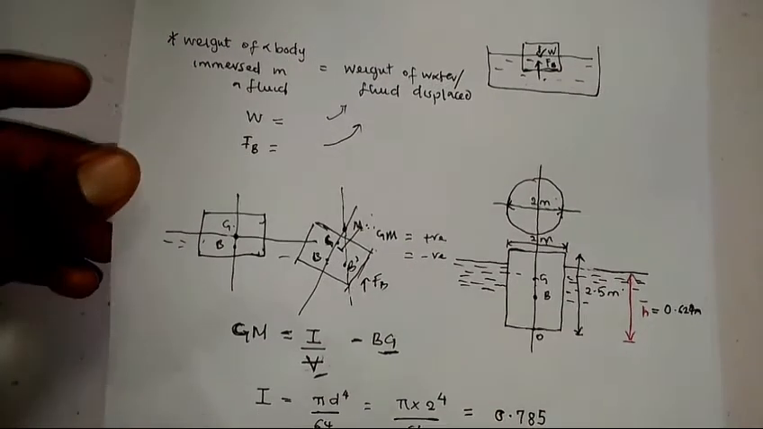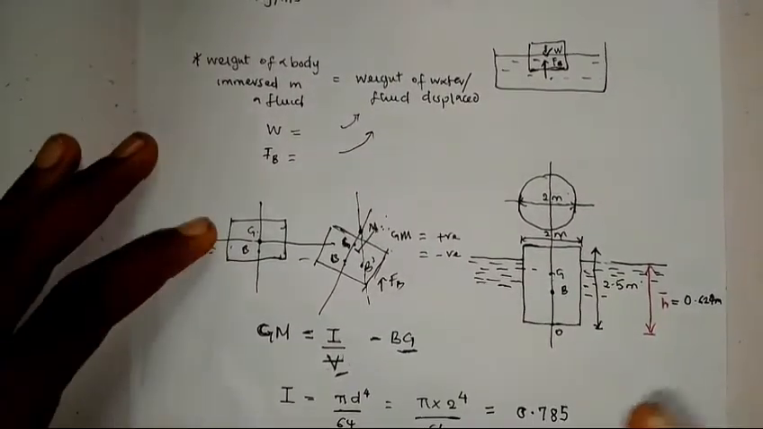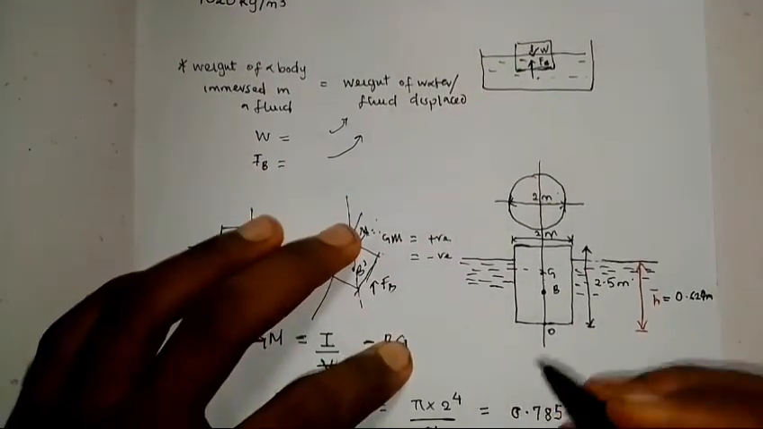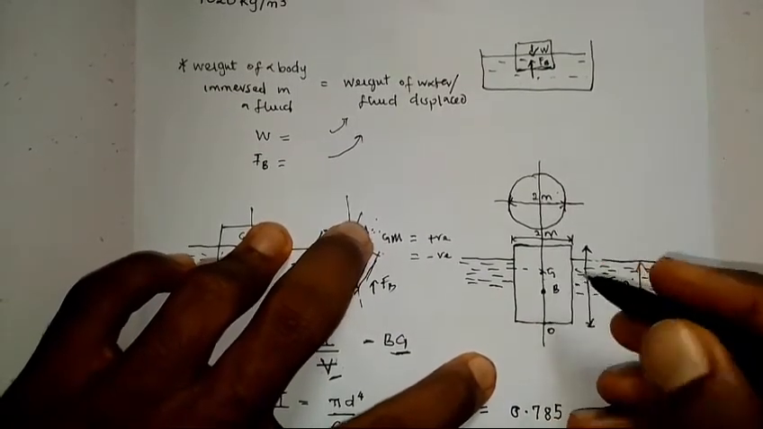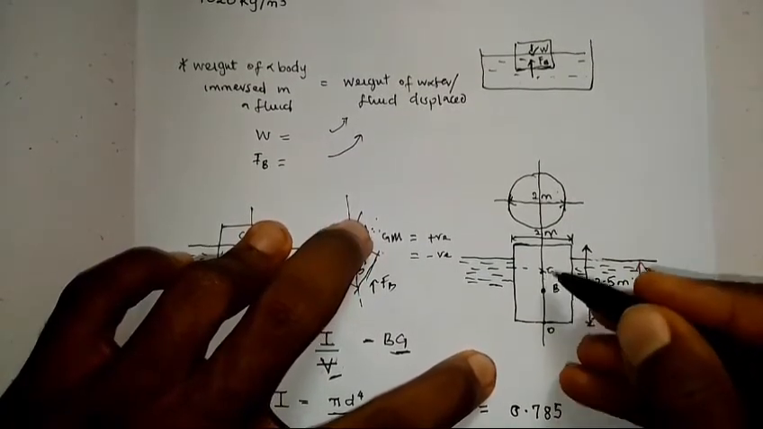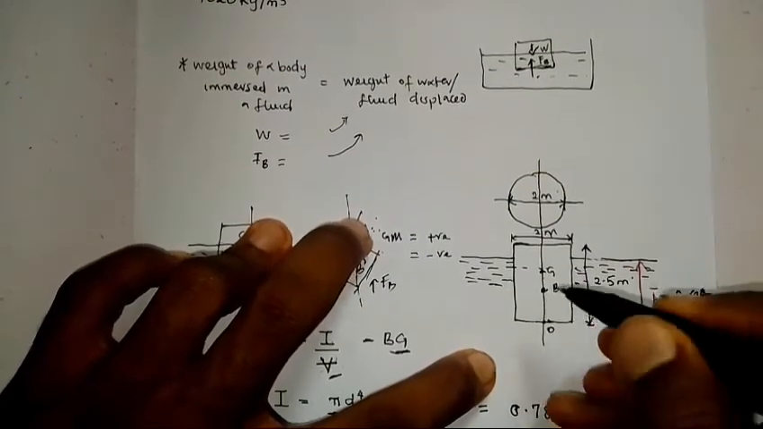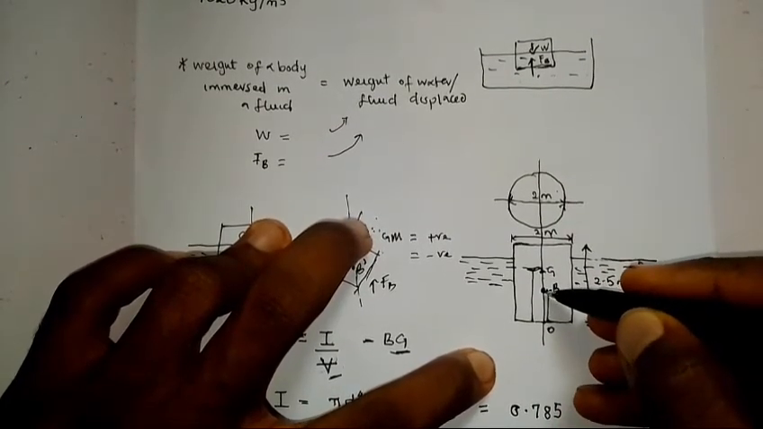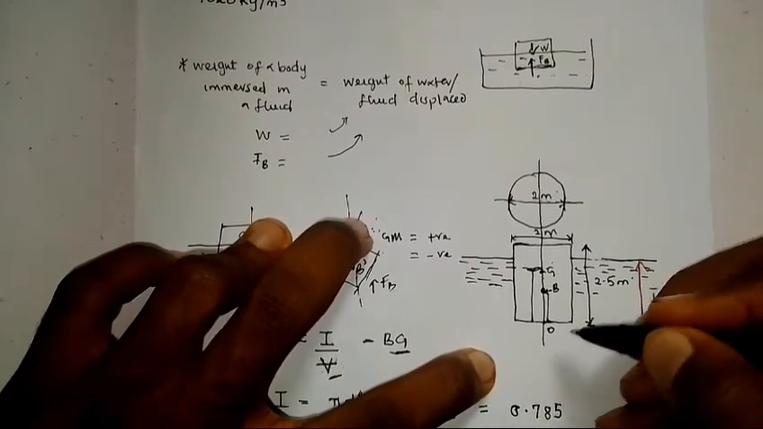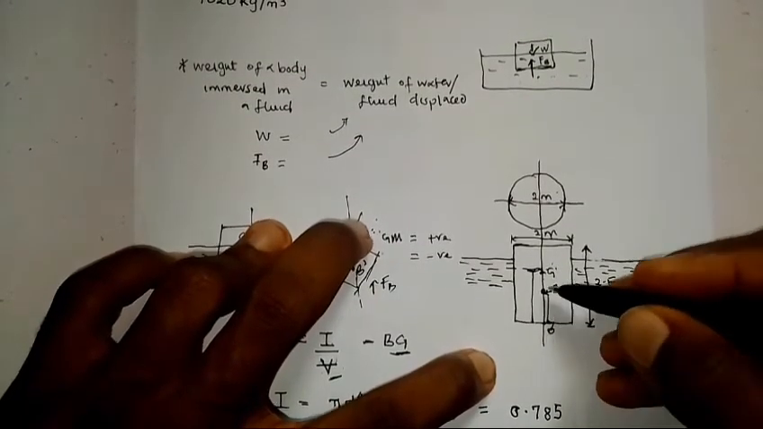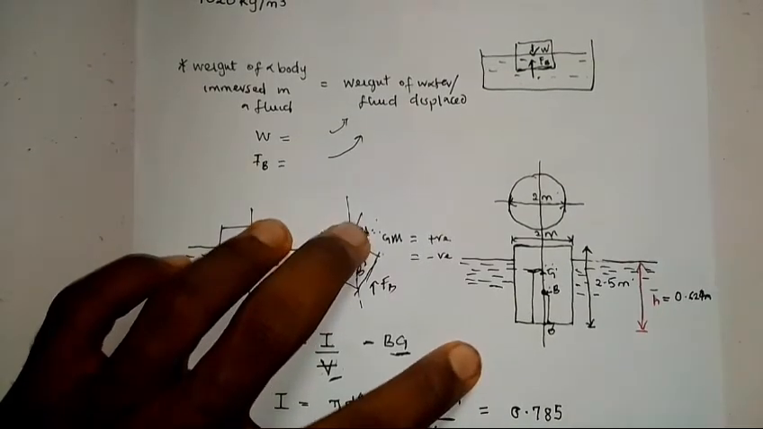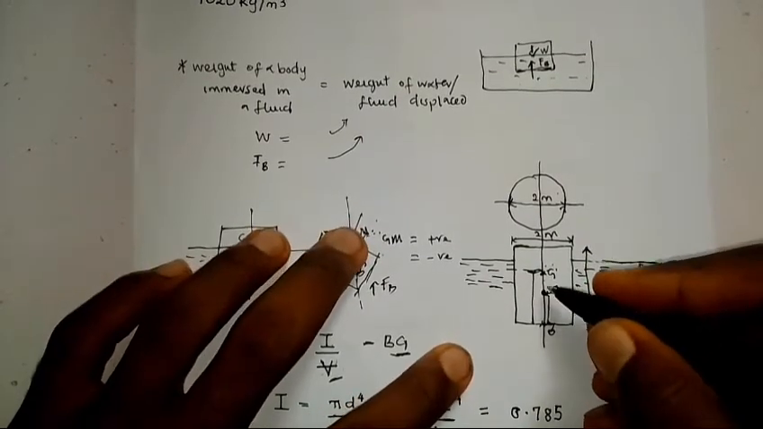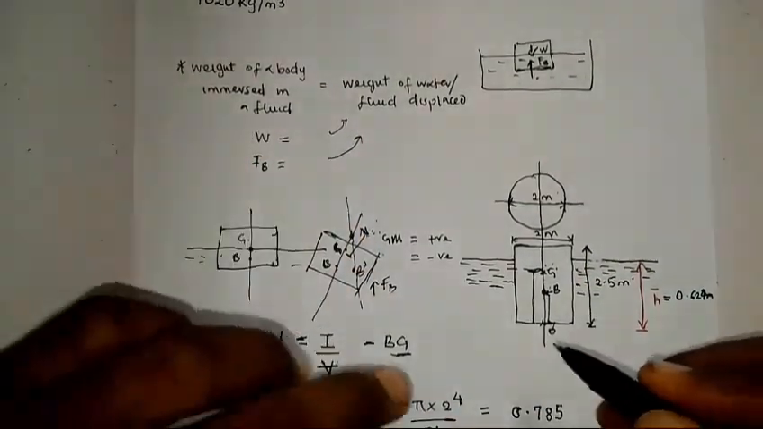Then what remains is to calculate my BG, the distance between my point of buoyancy and my point of gravity. So how do we get it? First, you know that the distance BG is equal to the distance from O to G minus O to B. What I am trying to say is that the distance from here to here minus the distance from here to here gives me the distance between B and G. As simple as that. I'll repeat myself. The distance from O to G minus the distance from O to B gives me my distance from B to G.